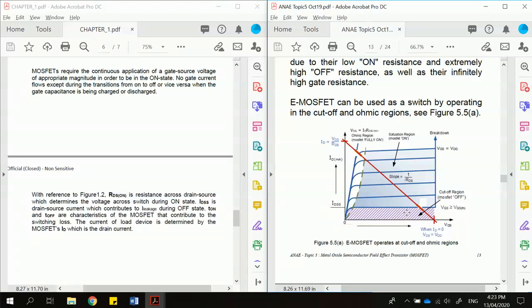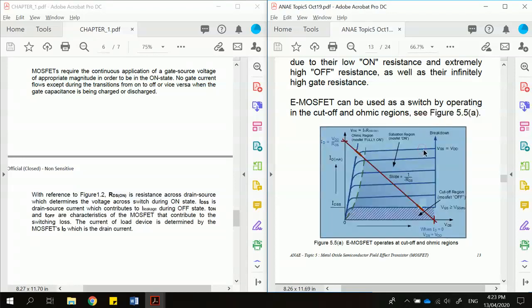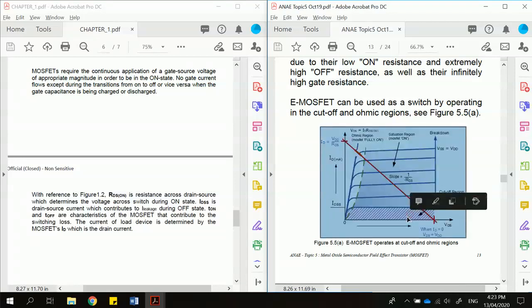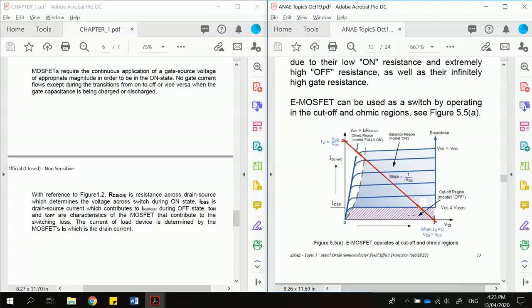Why is that so? It's because at this region, each blue line over here is representing a different VGS. Over here, the blue line represents a higher VGS, and at this point, the VGS is lower compared to this one. So at a level that is lower than the threshold we mentioned, it will go into this region whereby it is cut off. The MOSFET is cut off, or also operating at a switch off region.